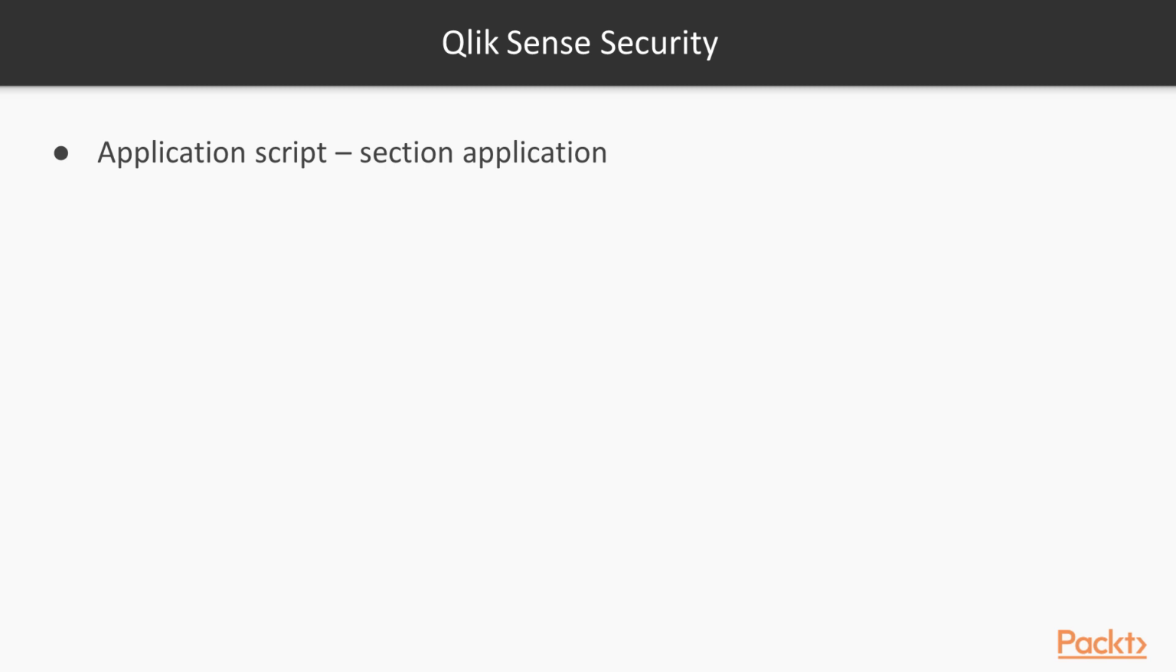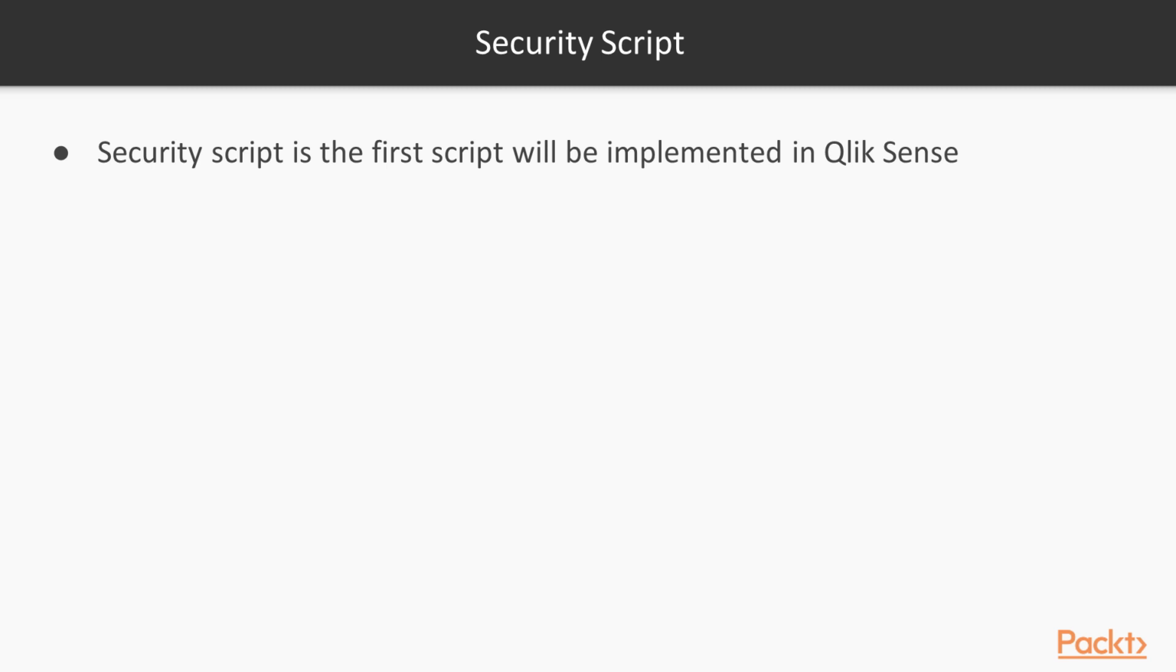There we had seen the application script for the first time, and it is referred to as section application in the technical term. And then you have the security script, which is referred to as section access. So when you are talking in Qlik Sense terms, you will call the security script section access and the application script section application. Security script is always the very first script that you will implement in Qlik Sense. It has to be written before any script that you will write to load or massage the data.